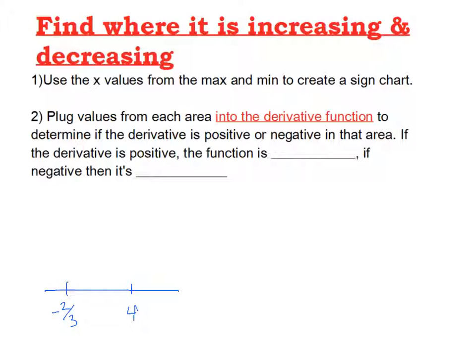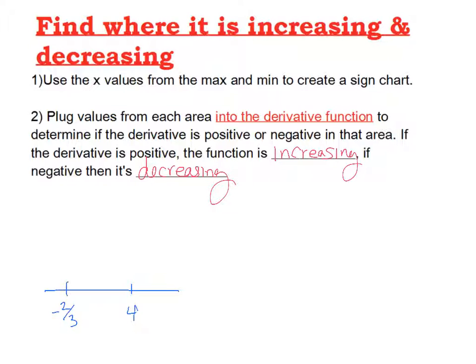And then what I'm going to do is plug values from each area. So I'm going to plug in a value that falls out here, a value that falls in between those x's, and a value out here, and I'm going to see what I get back. Now I'm plugging it into the derivative function. I want to plug it into the derivative function to see if it's positive or negative at that spot. If the derivative is positive, remember that the function is going to be increasing. That's what it's going to tell us. Positive slope will be increasing, and if the derivative is negative, then it's going to be decreasing.